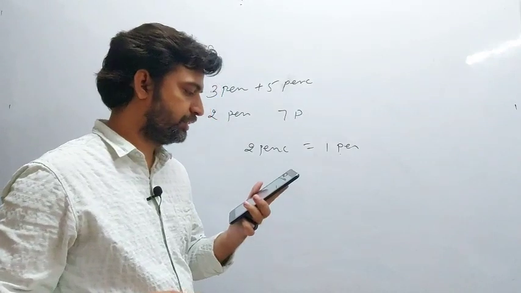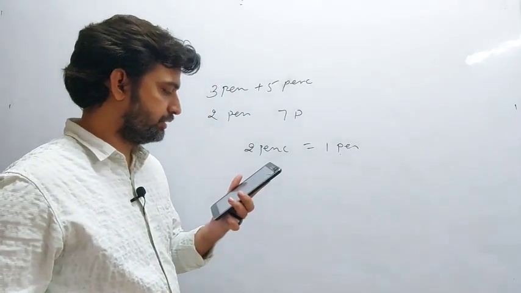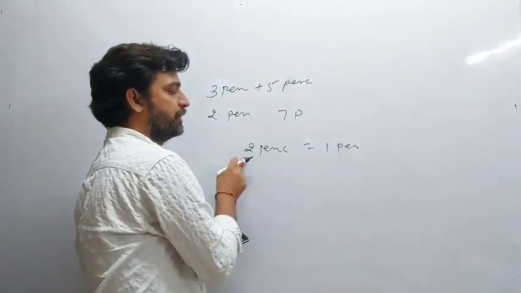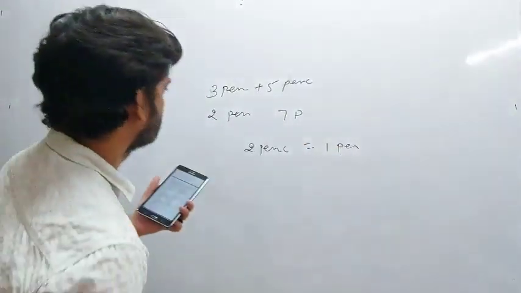So the answer is what? The price of a pen is 2 times the price of a pencil. Easy question.